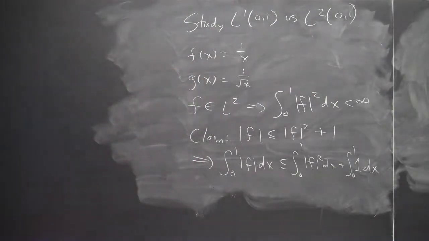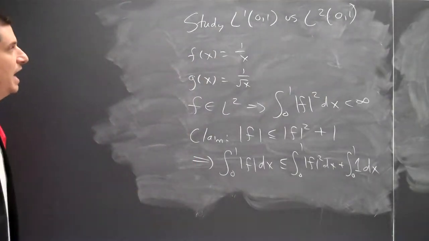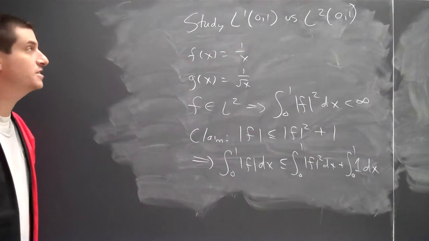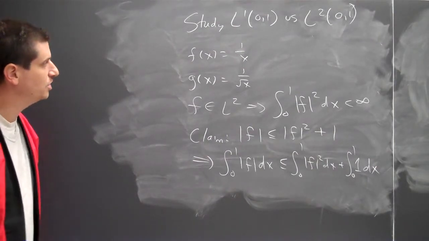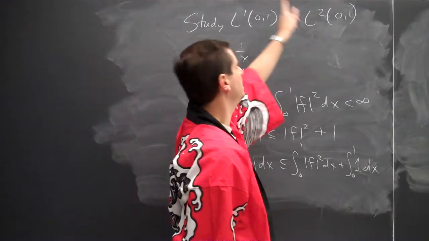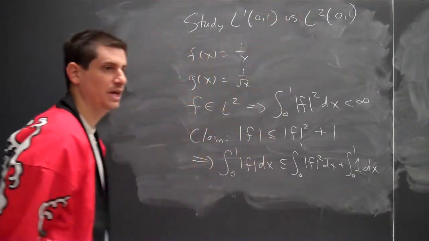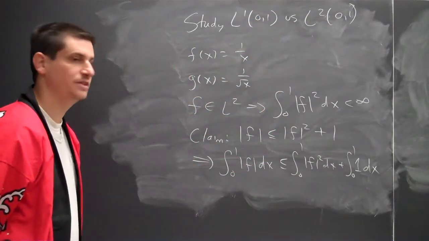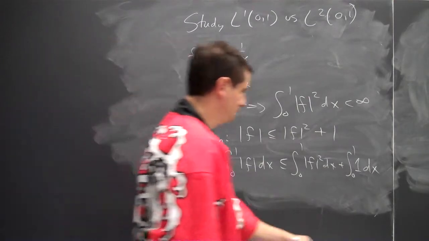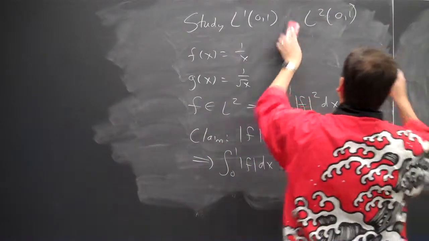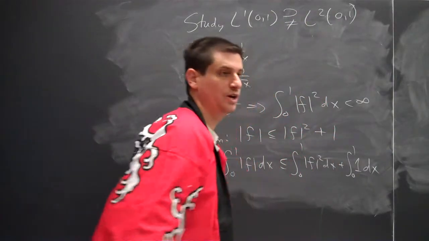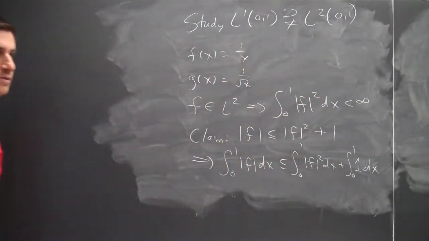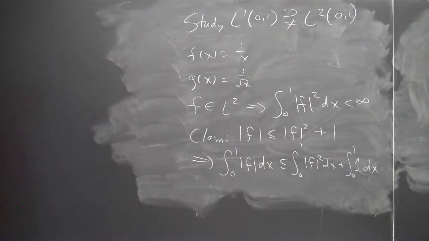Okay. And so this proves that L2 is contained in L1. If you give me something that's L2, then it's also L1. And in fact, we know that they're not equal, so I can even go further like this. What was the key observation, or what allowed this proof to work?